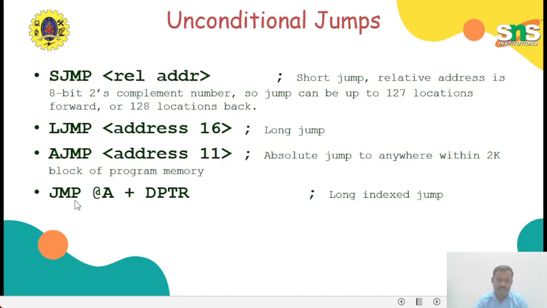Look at the next one, JMP @A+DPTR. This is a long index jump. Here we use DPTR with respect to A. The content present in the accumulator is added to DPTR, and that will be the final location. That location is jumped to. For example, DPTR is 5000 and the accumulator is 50, so 5050 will be the result. It jumps to location 5050. That's what happens here. Thank you.